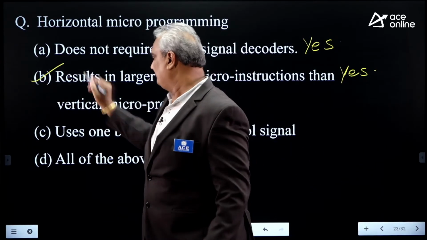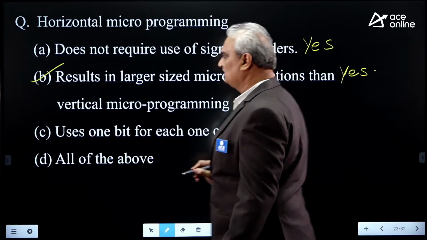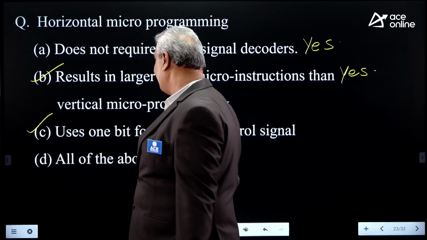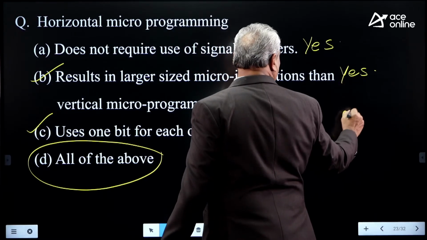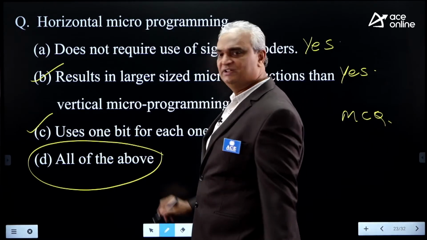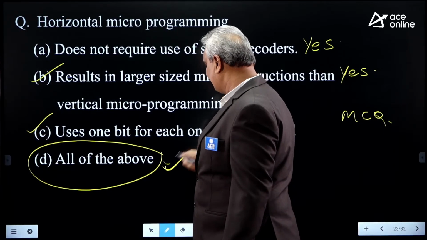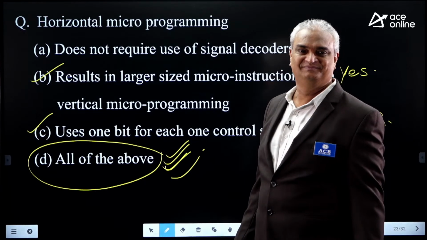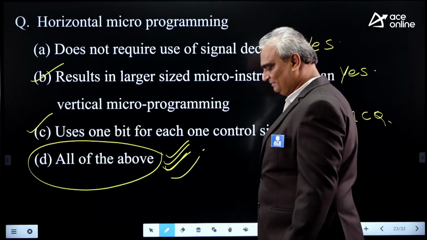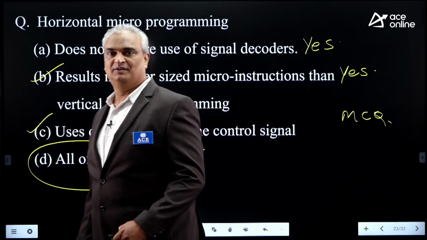What about the next one? Uses 1 bit for each control signal. Yes. Finally, what is the correct answer? All of the above. So it is not MSQ, it is MCQ, because all of the above is there. So finally, the correct answer is only D. Okay, next.